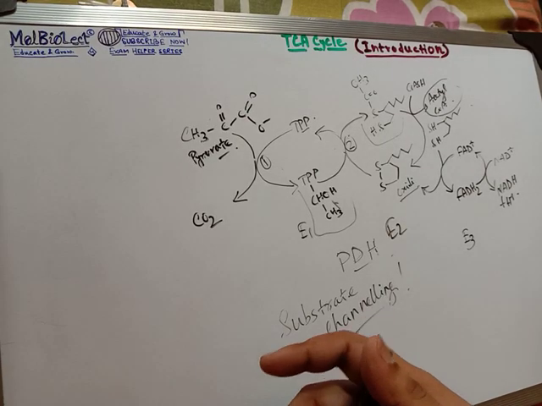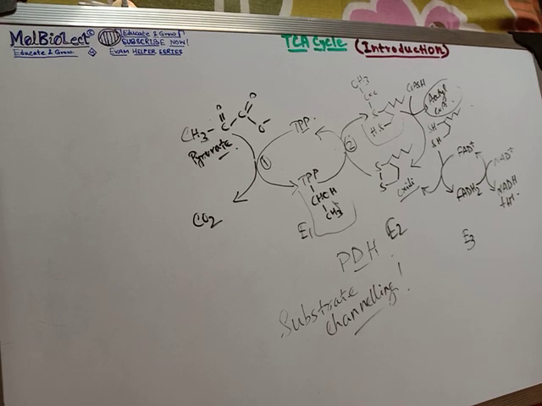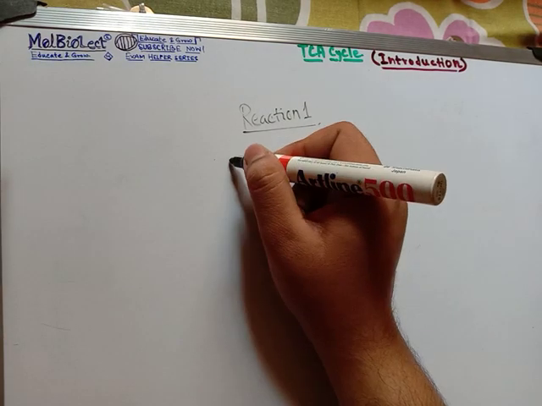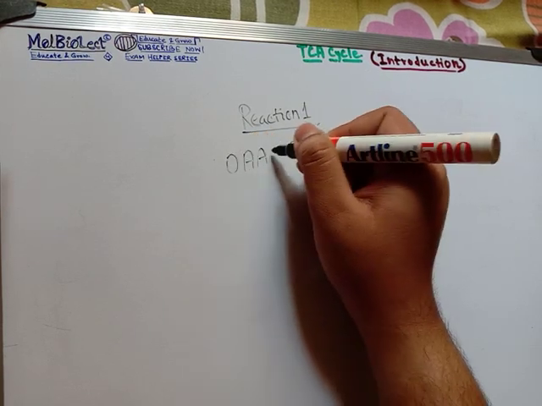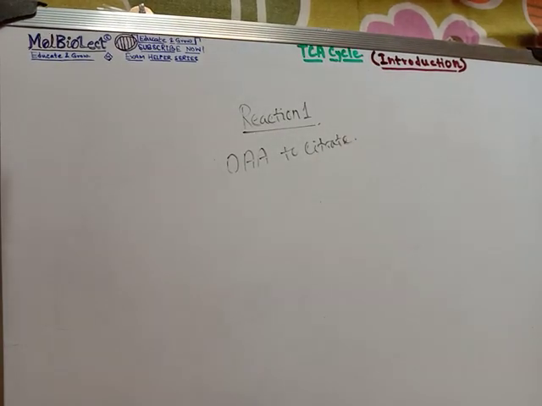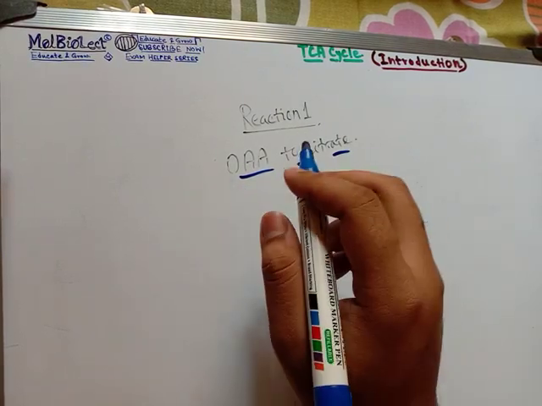After this we would like to move on with our video, where we will be talking about the next step of the TCA cycle. This is the first step of the TCA cycle. So reaction 1 is conversion of oxaloacetate to citrate. So oxaloacetate to citrate. This is our first reaction.